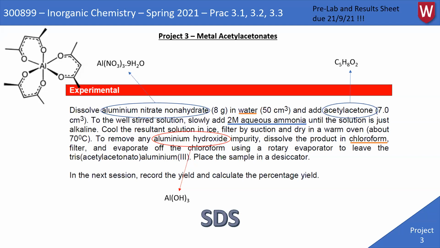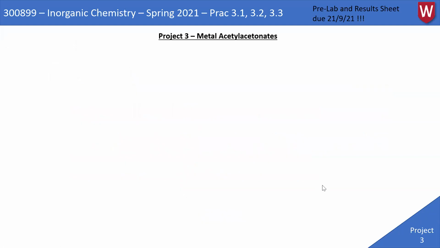So identifying all of that, they're all things that you should put in your SDS for this prac. You can leave out water, it's innocuous, but the rest of it put in your SDS, in your hazard section for the prac. And part of this prac is working out the molecular weight, number of moles and stoichiometry to give you a limiting reagent and theoretical yield. So we're going to go through that very quickly now.